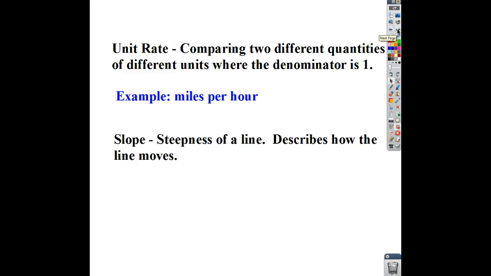Okay, so here's what we got. We got unit rates, right? You watched that already, where we compared two different quantities of different units, where the denominator is 1. One example there would be miles per hour, okay? Speed of something. So now we're also going to talk about this idea of slope, okay?